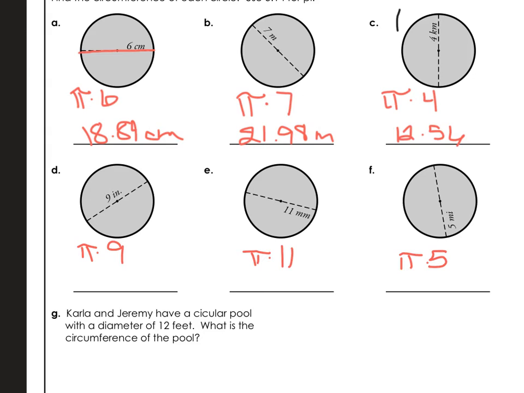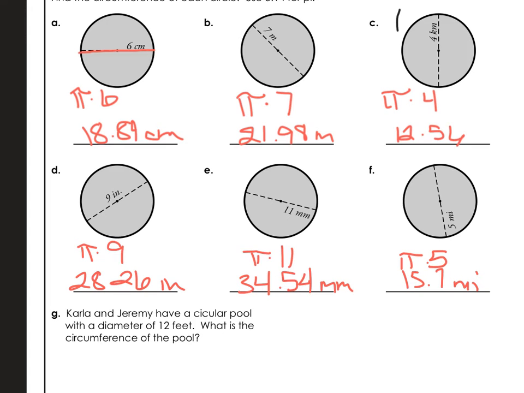So, in my calculator, 3.14 times 9 is 28.26 inches. Then we're going to go 3.14 times 11. We get 34.54 millimeters. And then we go 3.14 times 5, and we get 15.7 miles. So it's really simple to find the circumference using the diameter.